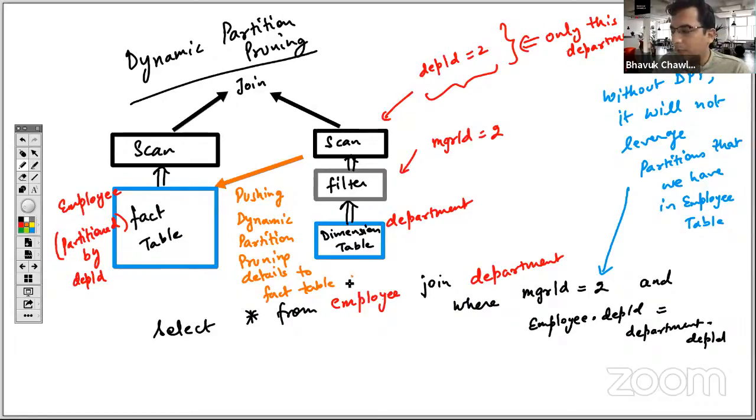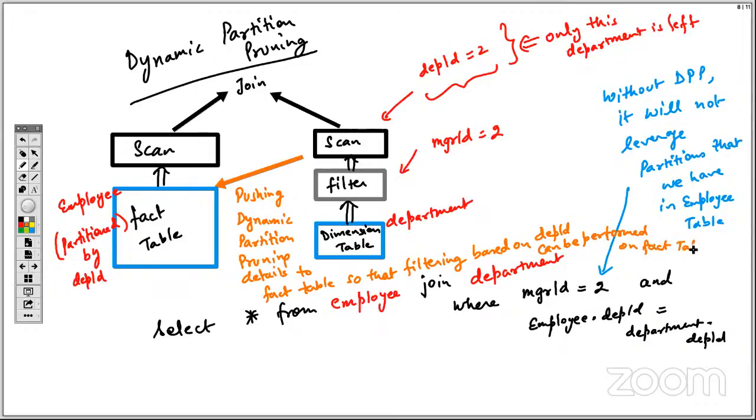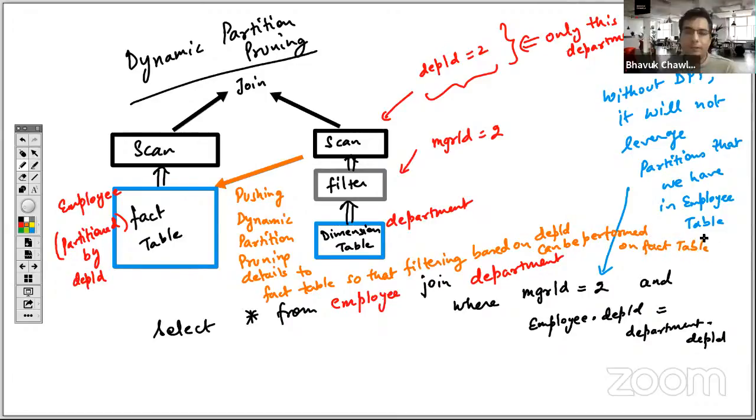So that filtering based on department ID can be performed on the fact table, and we can leverage the partition concept. Are we clear with this thing? I see someone has joined. Okay, so I think now, any questions till now? Okay, got it.